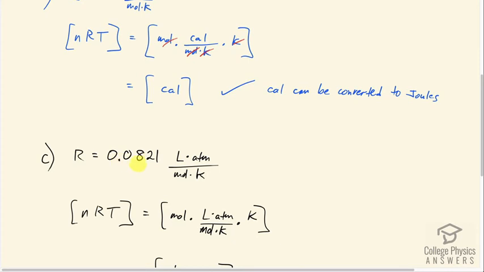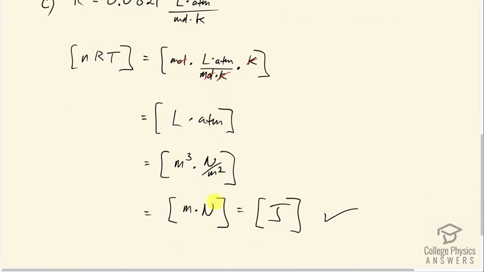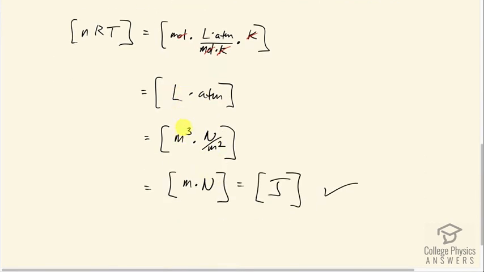And then when R is 0.0821 liter atmospheres per mole Kelvin, we have moles multiplied by liter atmospheres per mole Kelvin times Kelvin, leaving us with liters and atmospheres. Liters can be converted into cubic meters. This is the SI unit for volume, and this is a different unit for volume, but they're both volumes, and so they can be thought of in terms of cubic meters. An atmosphere is another way of measuring pressure, which in SI terms is newtons per meter squared. And so we have meters cubed divided by meters squared, which is a meter, times the newtons, and meters times newtons is abbreviated by J, which is joules. And yes, this is energy, in other words.